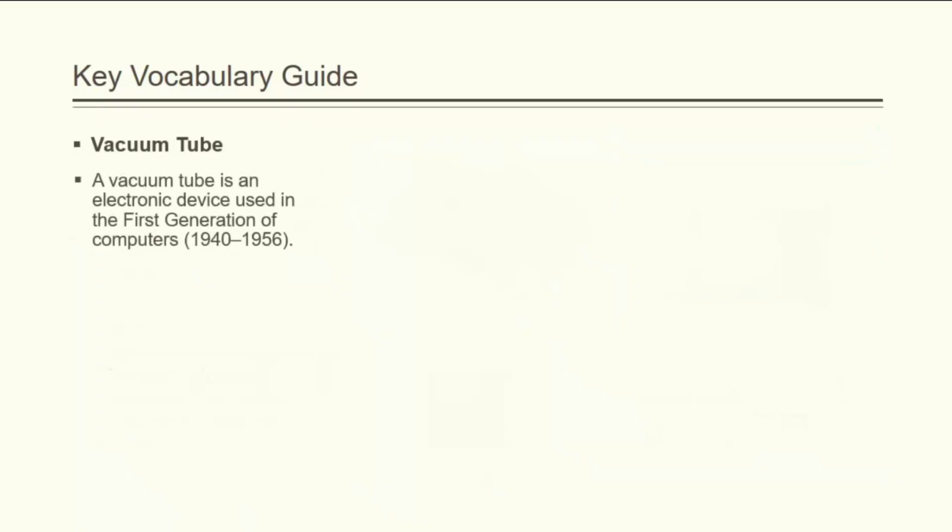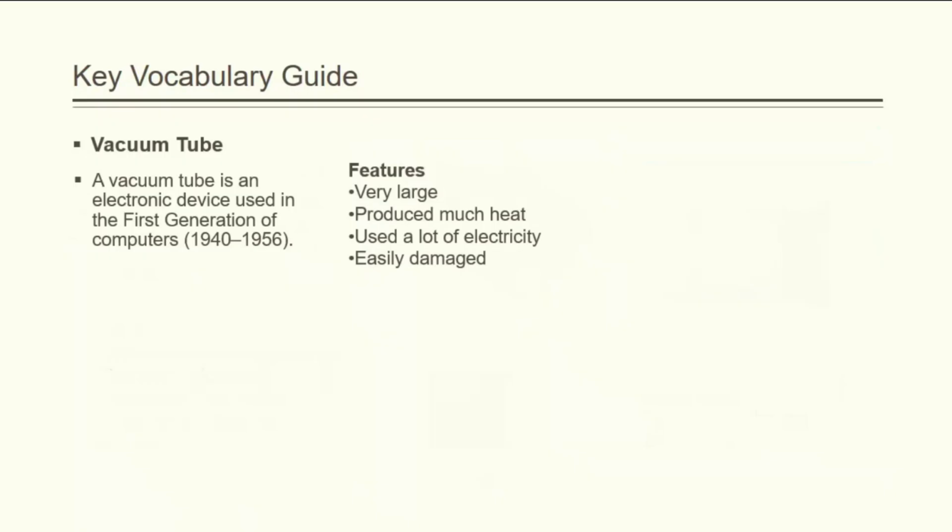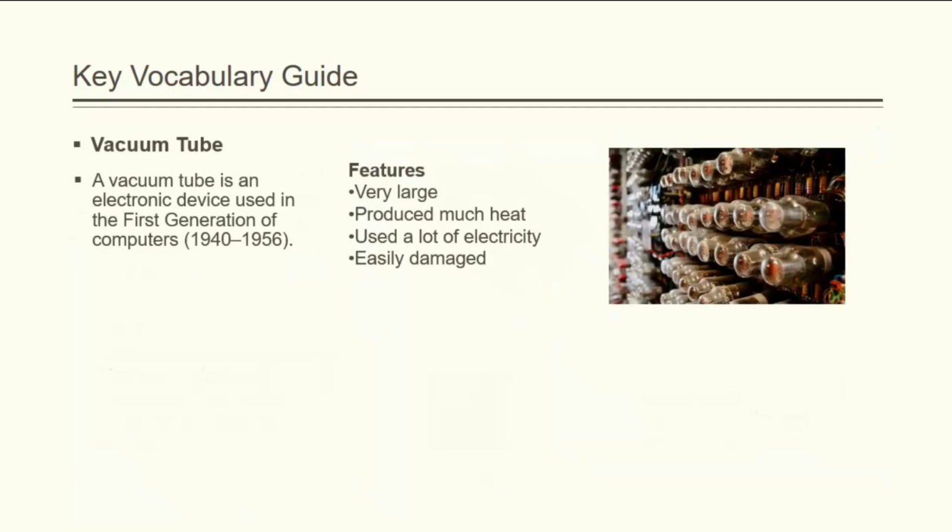Vacuum tube. As the name suggests, it is a tube and is an electronic device used in the first generation of computers between 1940 and 1956. They are very large and they produce a lot of heat. They used a lot of electricity and they could easily be damaged. This is how they look like.